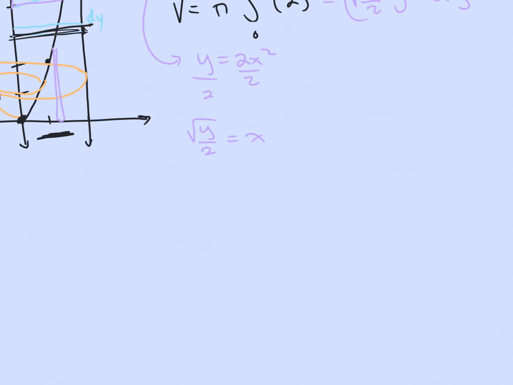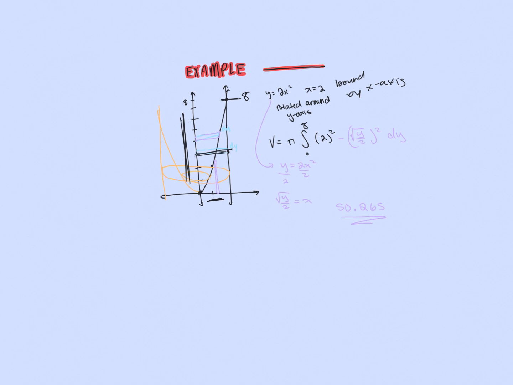And I ended up with 50.265. Alright, and that is all for that problem. And there you have it, a review on the washer method and the disc method. I hope that it helped.